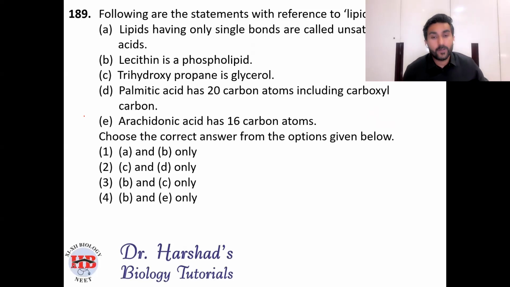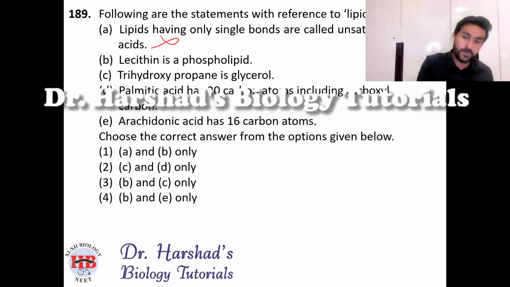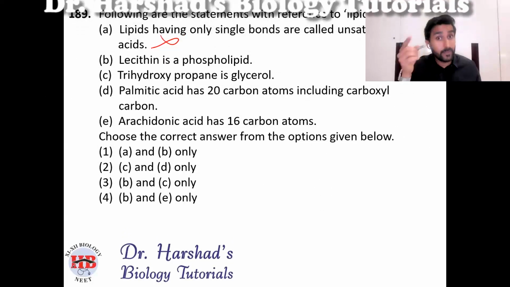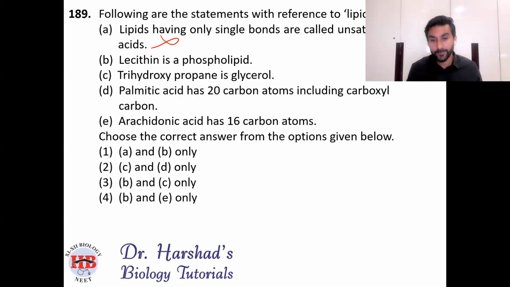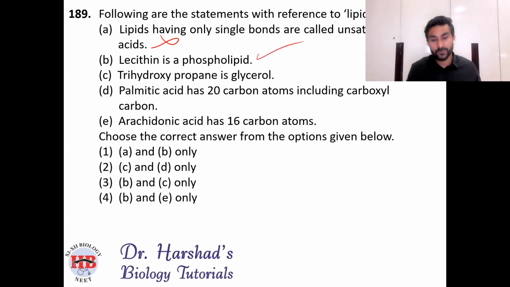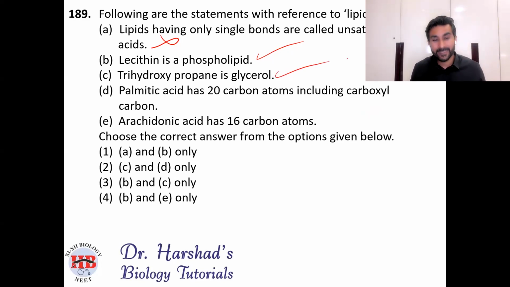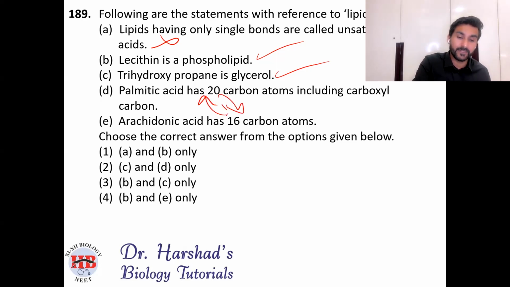The statements about lipids. Lipids having only single bonds are called unsaturated fatty acids. Wrong. Lipids having double bonds are unsaturated fatty acids. Lecithin is a phospholipid. Correct. Trihydroxypropane is glycerol. Correct. Palmitic acid has 20 carbon. Arachidonic acid has 16 carbon. In fact, they have reversed it.